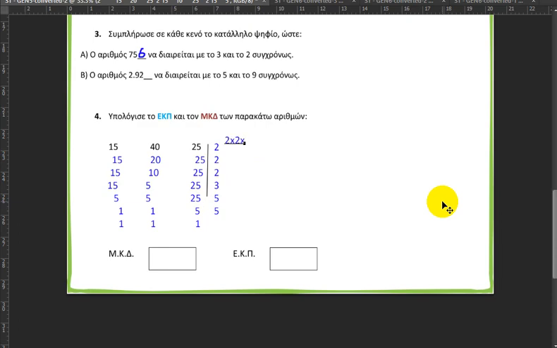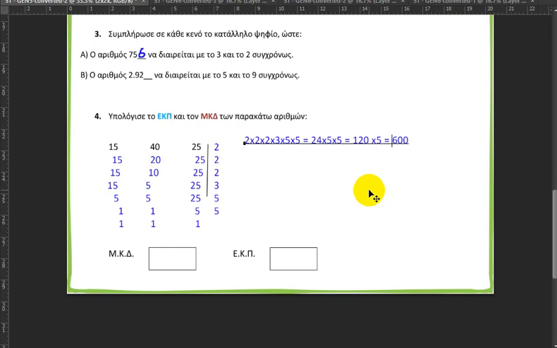And to figure out the least common multiple, we gotta multiply all of these with each other. So 2 by 2 by 2, by 3 by 5 by 5. All right, 2 by 2 by 2 is 8, times 3 is 24, and 5 by 5 is 25. So we have to do 24 times 5, and then times 5. 24 times 5 is going to be 120, and then times 5 is going to be 600. So, least common multiple, 600.